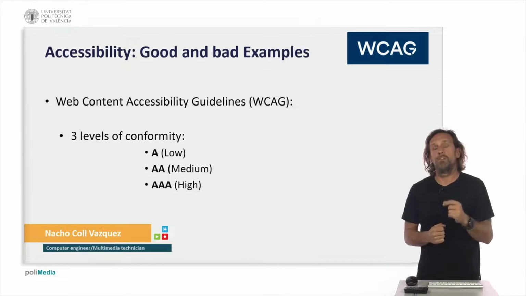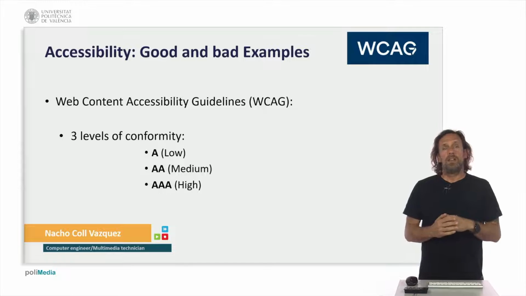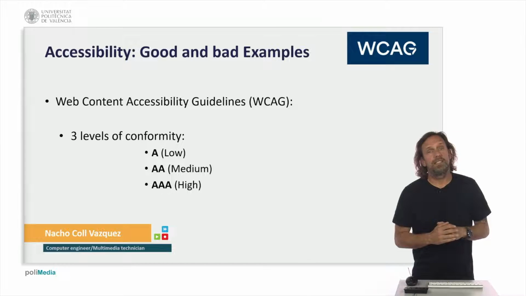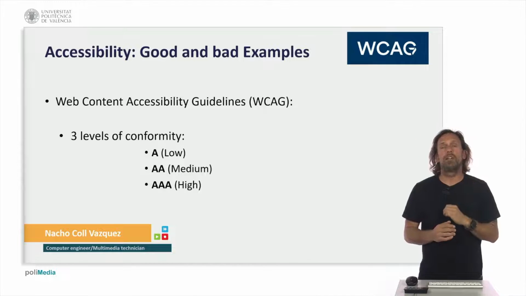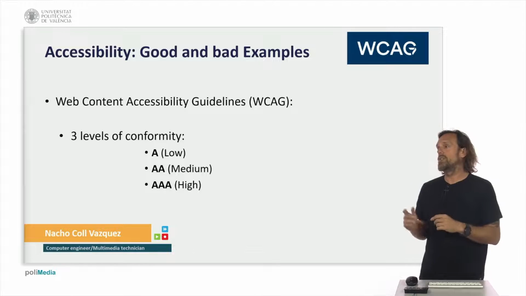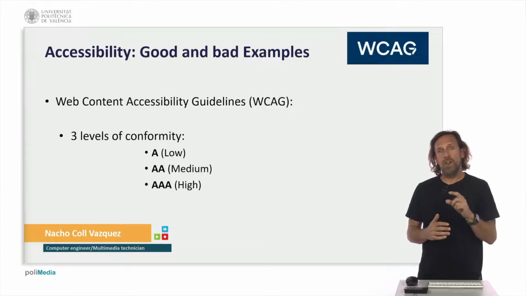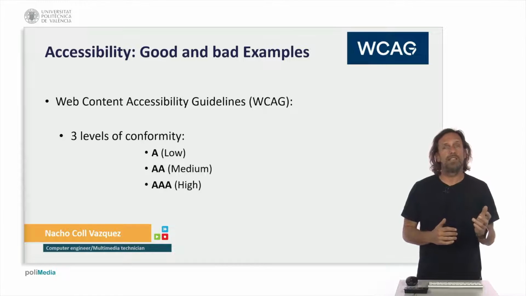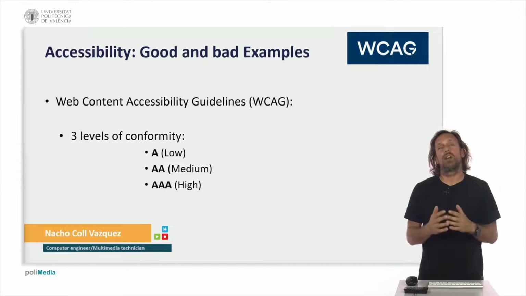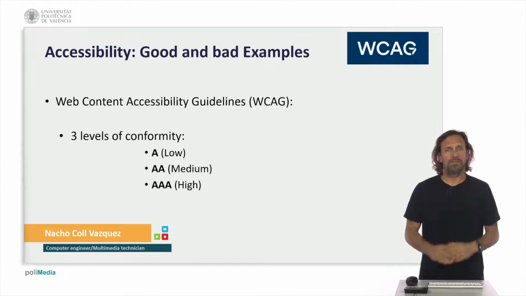background from the foreground. The Web Content Accessibility Guidelines establish three levels of compliance: A, which is low, AA, which is medium, and AAA, which is high. Depending on whether a series of rules are met, a level of conformity or another will be obtained.